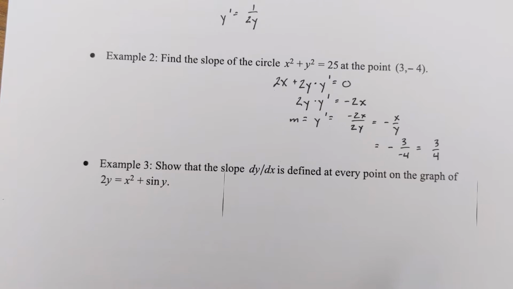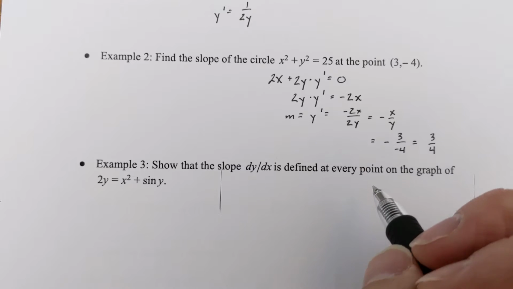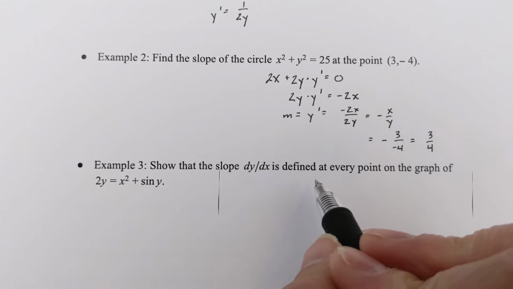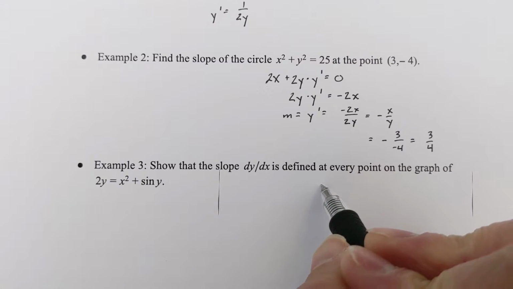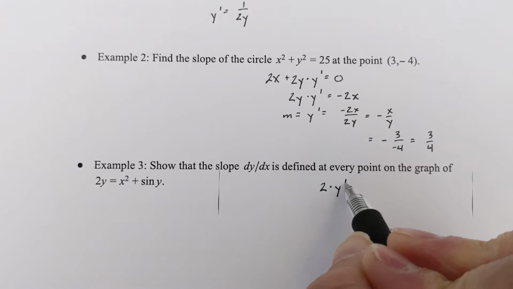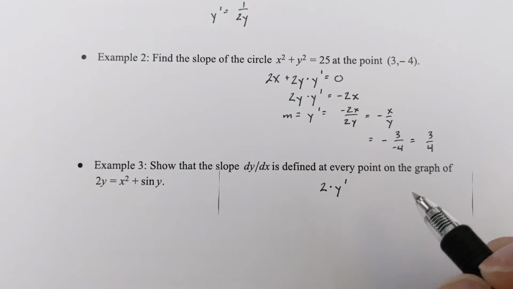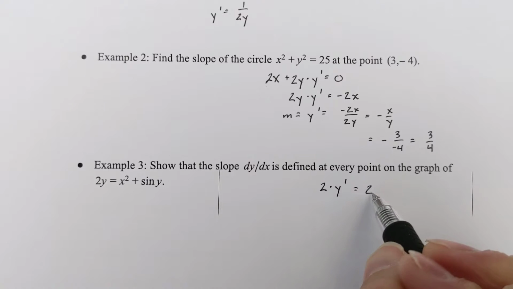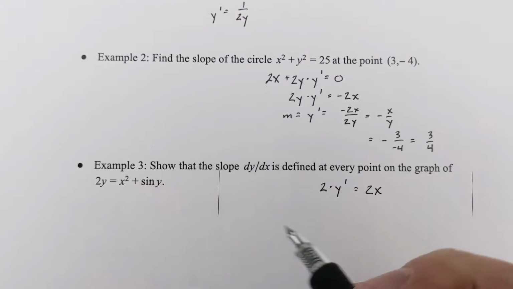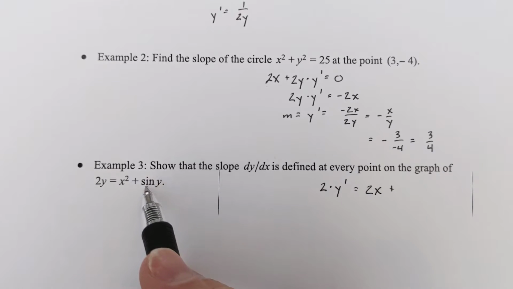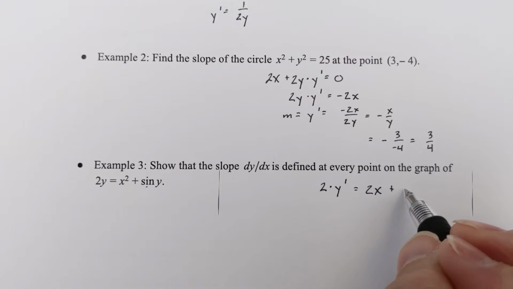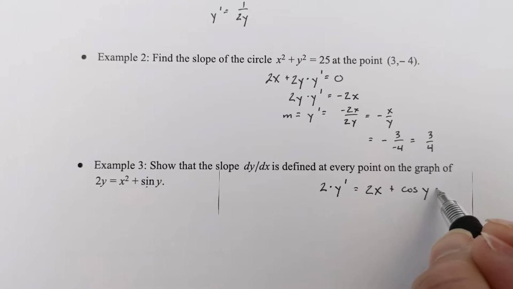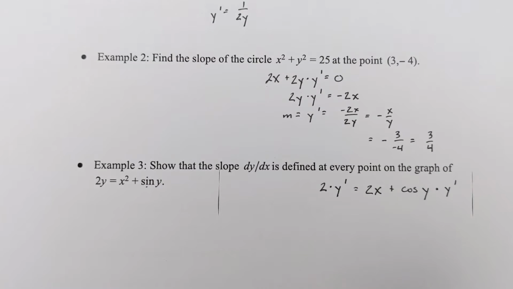Okay. So example 3 says show that the slope dy dx is defined at every point on the graph, which means that we can't have any discontinuities or anything like that. So when you take the derivative, the derivative of 2y is going to be 2 times y prime, because I did the derivative of a y, equals 2x, the derivative of the x squared. Now this one acts like a chain rule. The derivative of sine is cosine y, and then times y prime.